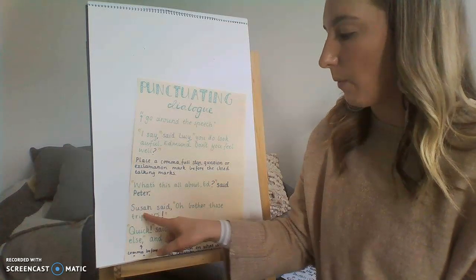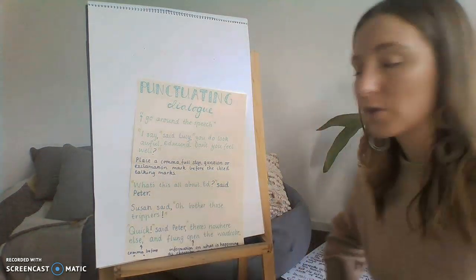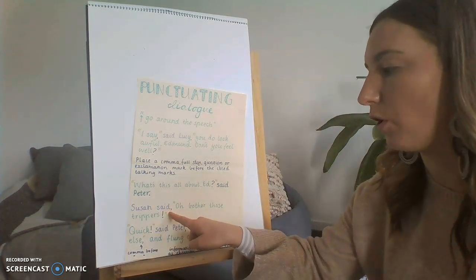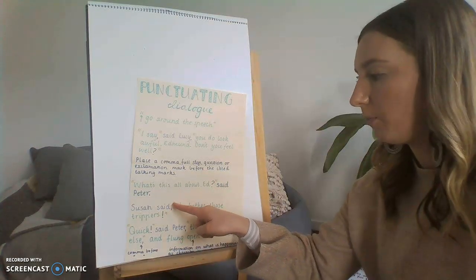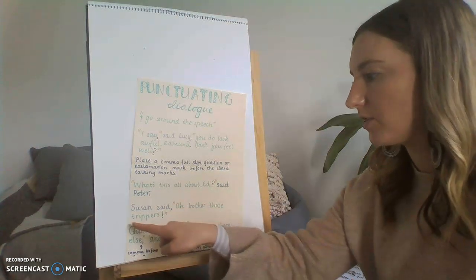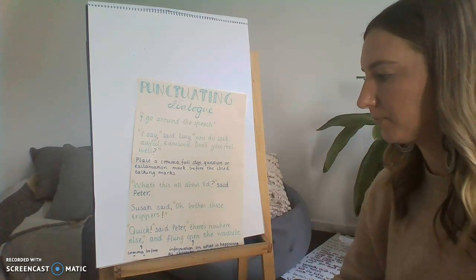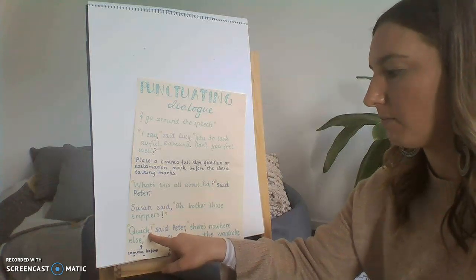Now here is where we've got the character at the start, where we're describing who's speaking at the start. Susan said, we put a comma, and then this has to be in a capital letter. Open talking marks, "Oh bother those trippers!" exclamation mark, and close talking mark. Here's an example of where we're using an exclamation mark.